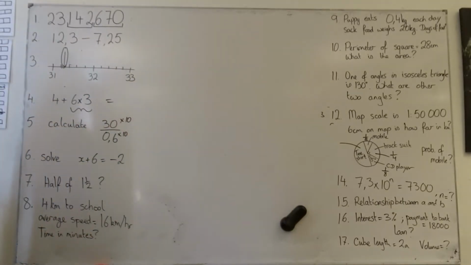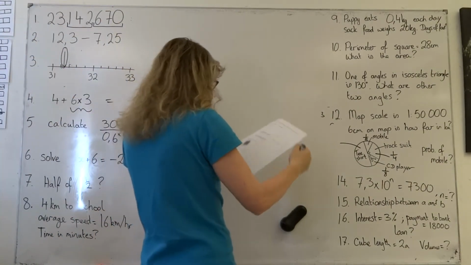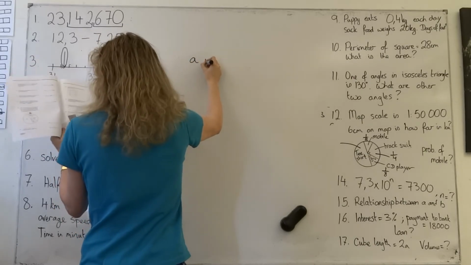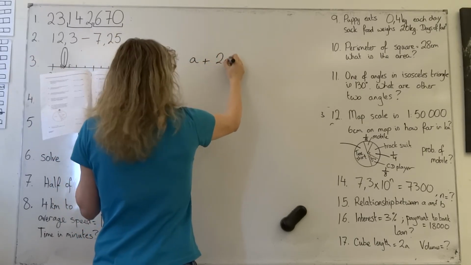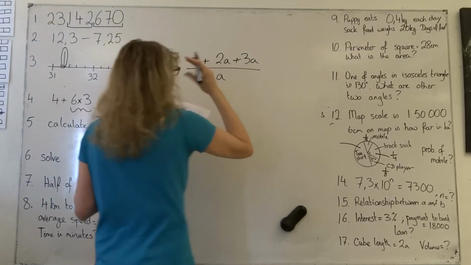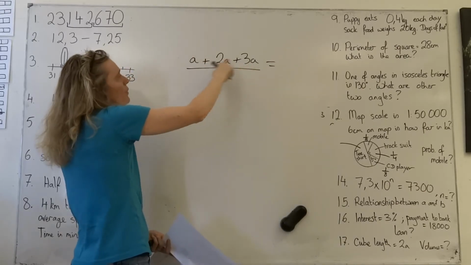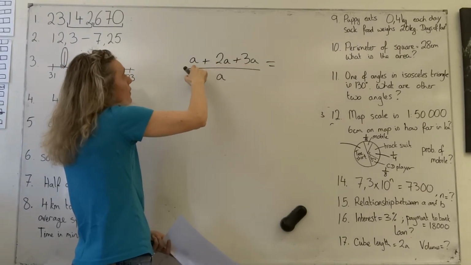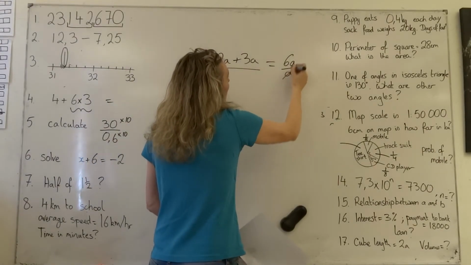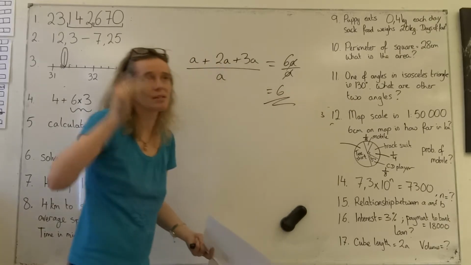Then we have another question which says simplify as much as possible: a plus 2a plus 3a all divided by a. If we add a, 2a and 3a, we get 6a. 6a all divided by a, the a would cancel, so we get the answer 6 to that one.